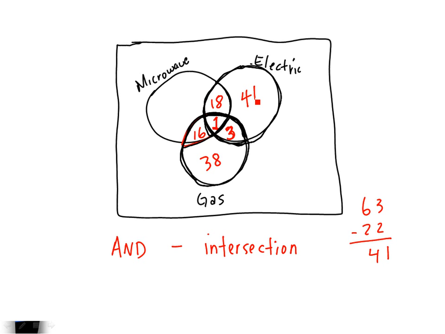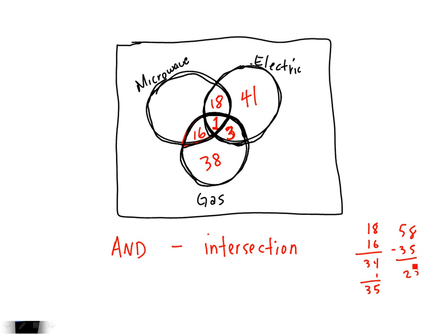Now you have the last statement. 58 use microwave ovens. So everything in this last circle here should equal 58. Right now we have 18 plus 16 is 34, plus 1, 35. But everything should equal 58. So 58 minus 35 is 23.